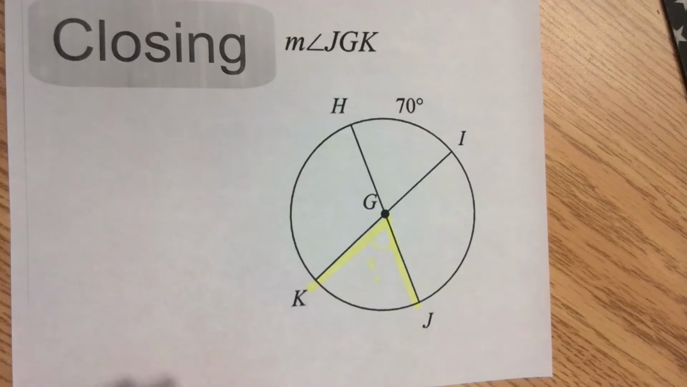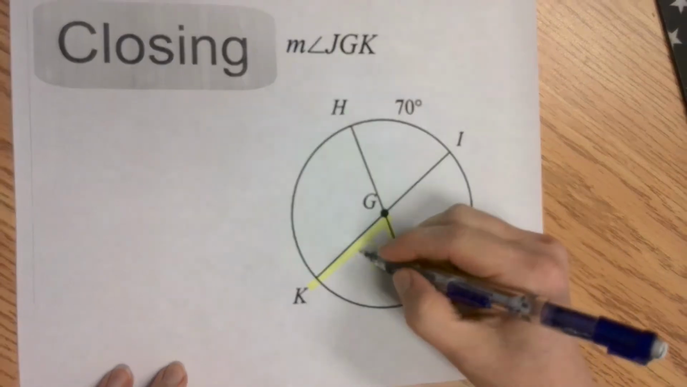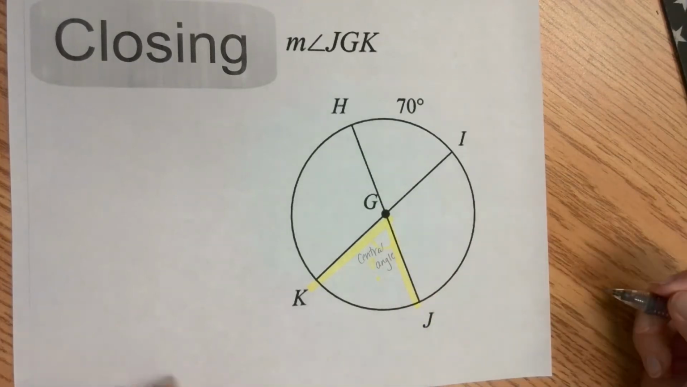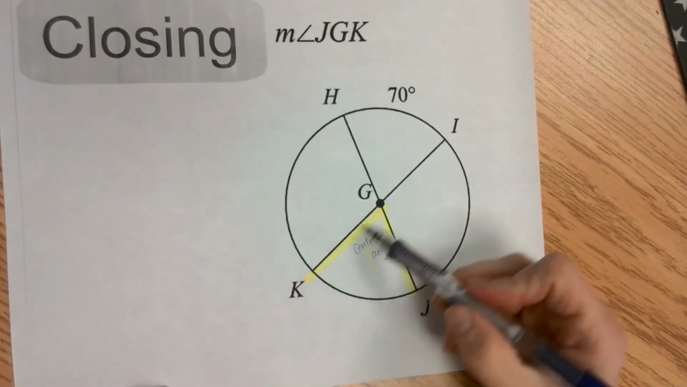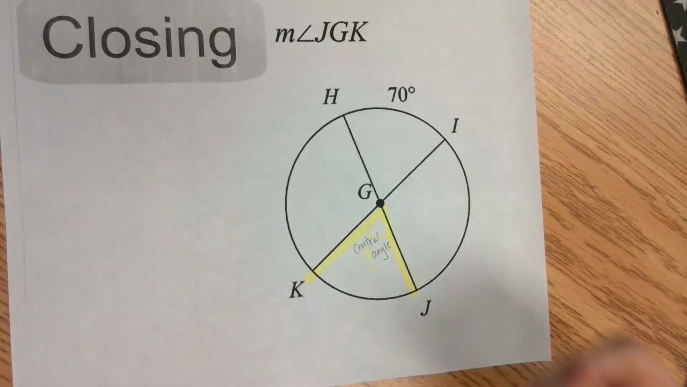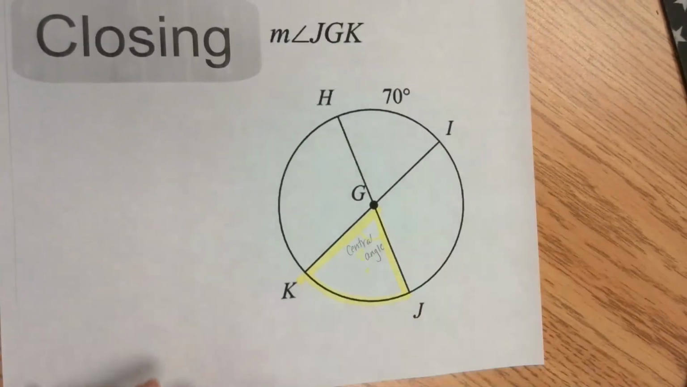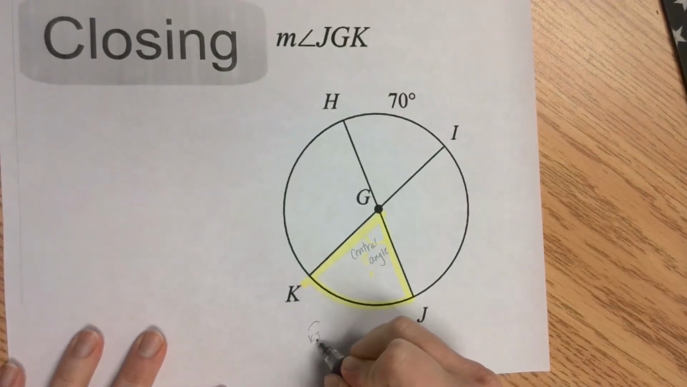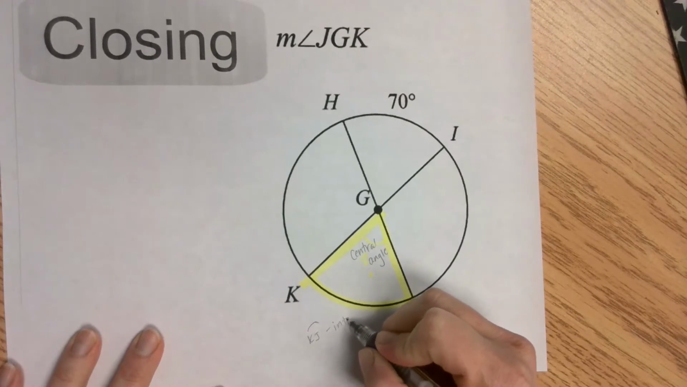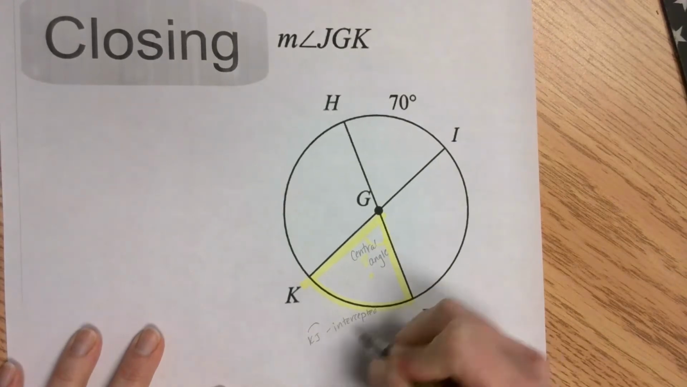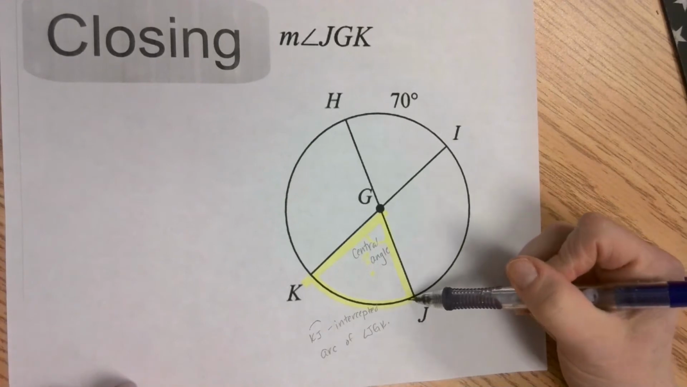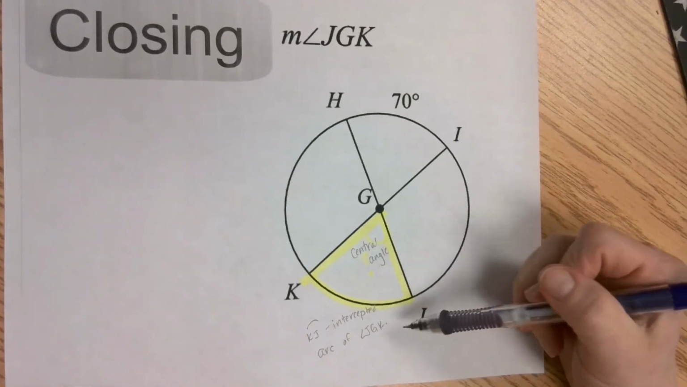This angle is a central angle. So the central angle is equal to the measure of its intercepted arc. If I take my angle and highlight it, I can follow along and find its intercepted arc. So arc KJ is the intercepted arc of angle JGK. If I knew the measure of the arc, I would know the measure of the angle, but I don't.